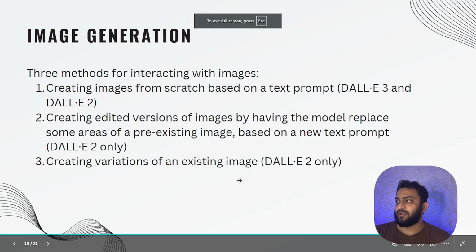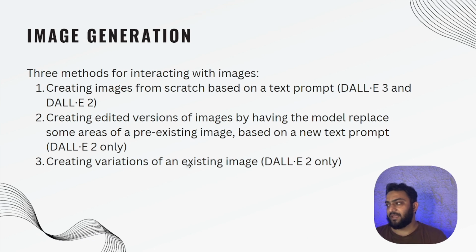Basically it would edit the image for you, and then creating variations of the existing image. Basically it would take an image. If you want to give it, it can take a prompt, or you can leave it like that, and you can generate variations of the existing image, right? Obviously these two things, as I've said before, are only with DALL-E 2, right?